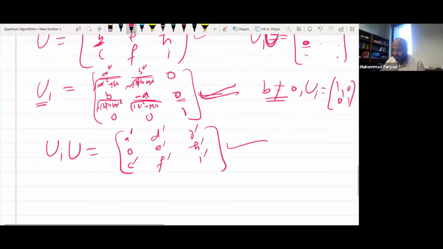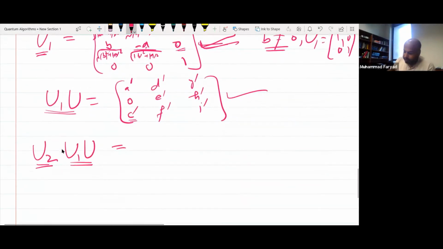Perfect. So this is the main point, because once we are able to see how to get this, the rest is going to keep following with similar tricks. Now, the next step is to come up with some matrix, let me call it U2, which is a two-level unitary. But when I multiply it with it, I get a 0 at the location of C prime. So for that, we can see that U2 should be of this type.